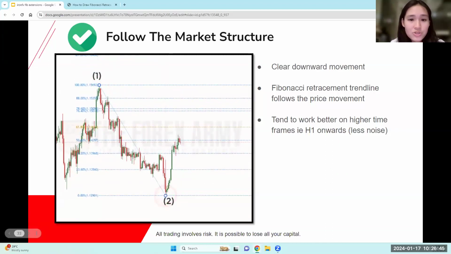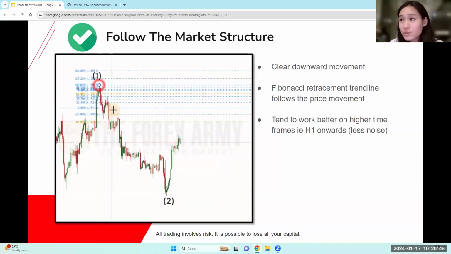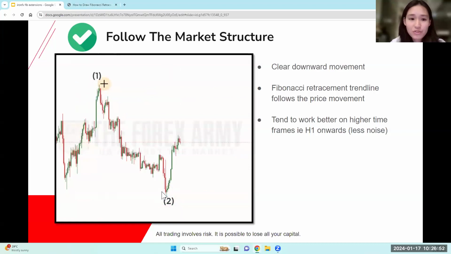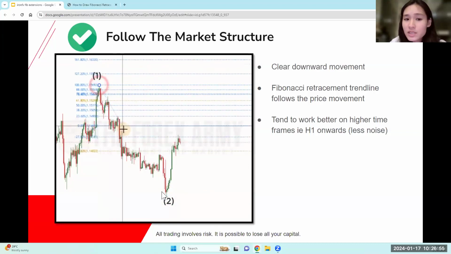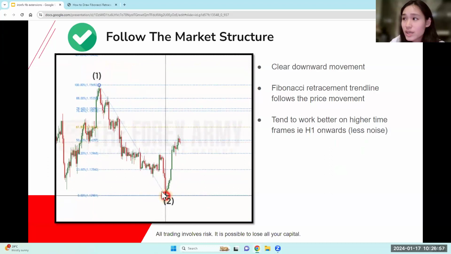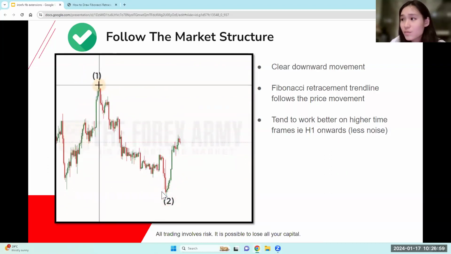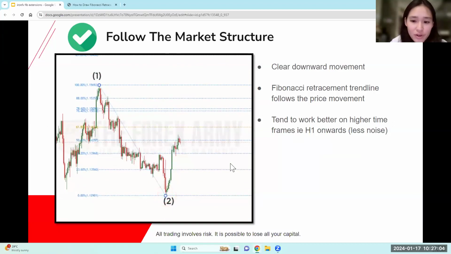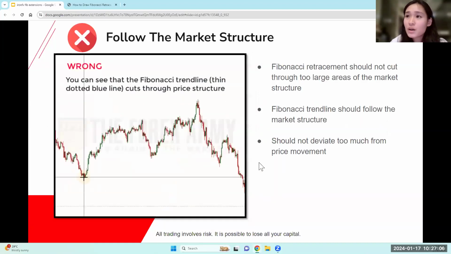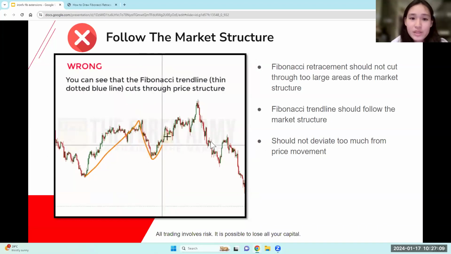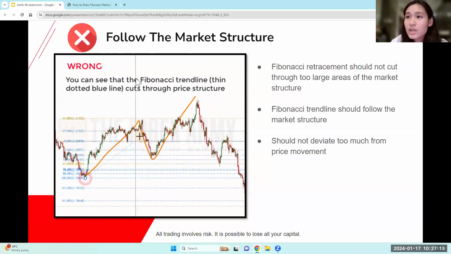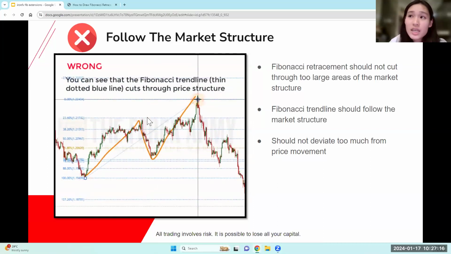So we want to pick market structures with a clear upward or downward movement, so your Fibonacci retracement trend line can follow that movement. And this works better on higher time frames due to there being less noise. So by higher time frames, we mean H1 onwards. So H1, H4, daily, weekly, depending on your trading technique as well.